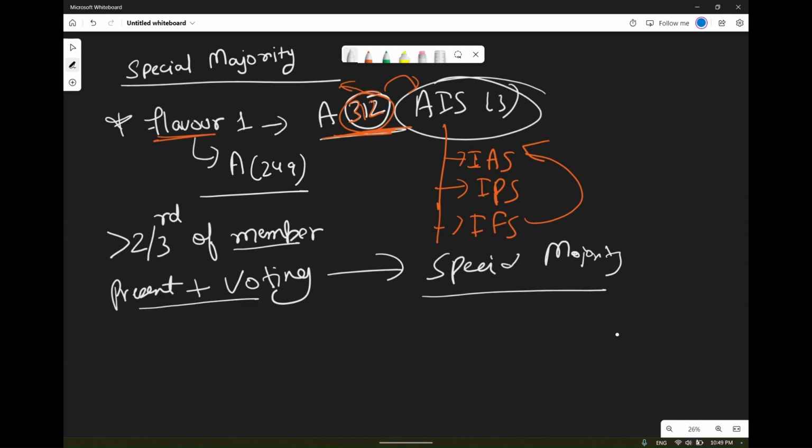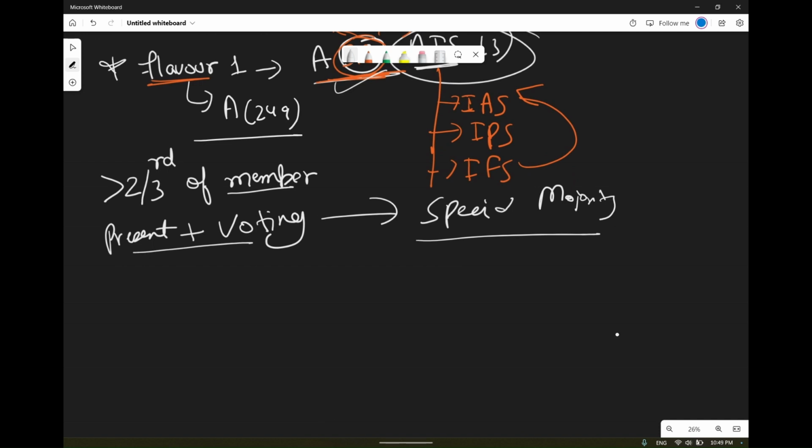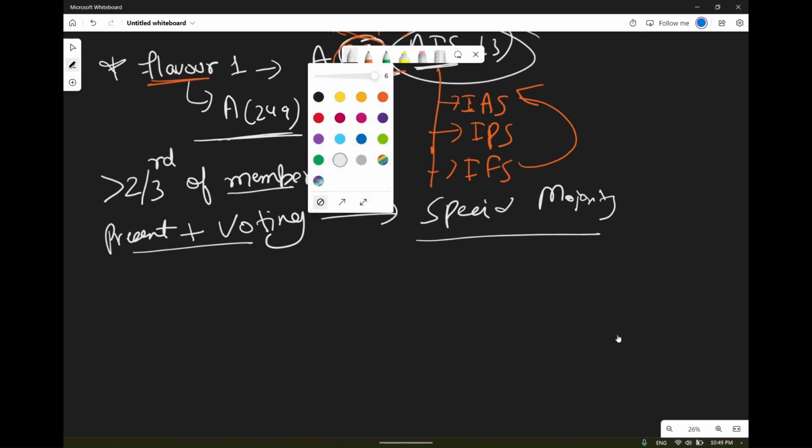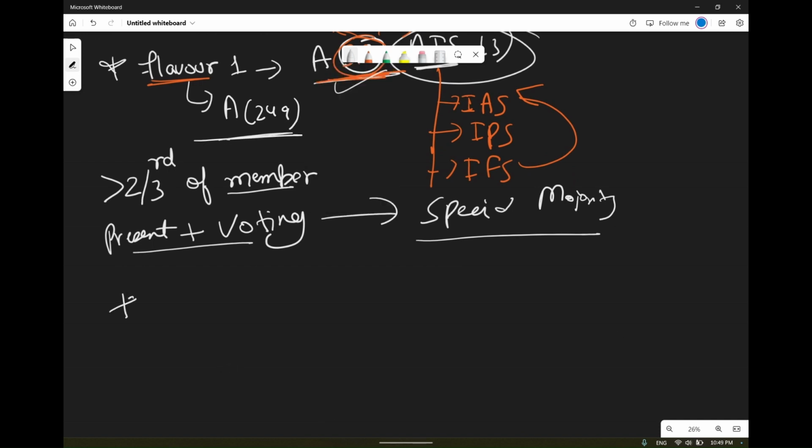And this is used, for example, through Article 312 in the All India Service Commission. If you want to add any more wings under this All India Service Commission, it should be passed through special majority flavor 1 through Article 249. Okay, now what is flavor 2?